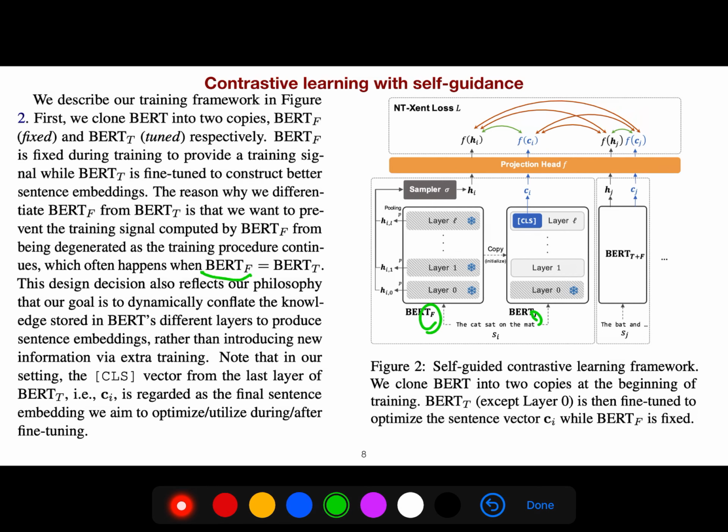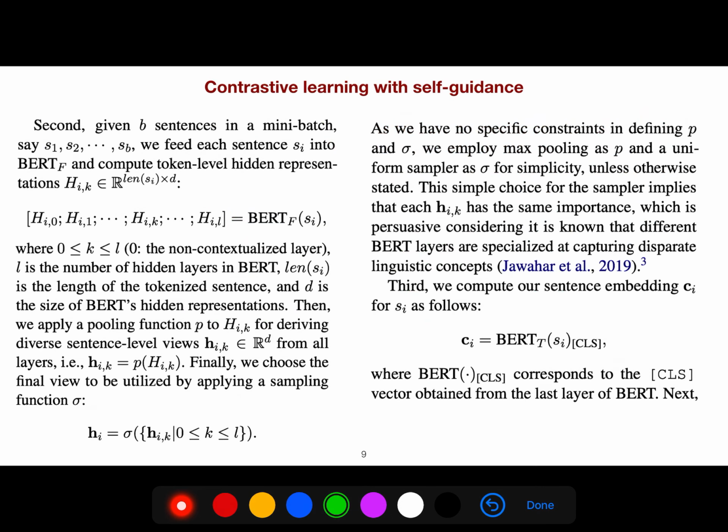So we have two BERTs, one of them is fixed, the other one is training, and then we give it to the projection head. Given B sentences in a mini batch, say S sub 1 to S sub B, we feed each sentence into BERT fixed to compute token-level hidden representations, and D here is the size of BERT's hidden representation. Then we apply a pooling function for deriving diverse sentence-level views from all layers, and finally we choose the final view to be utilized by applying a sampling function. We have no specific constraint in defining P and sigma, and we employ max pooling as P and a uniform sampler as sigma for simplicity.